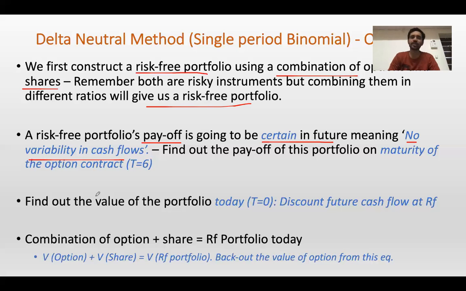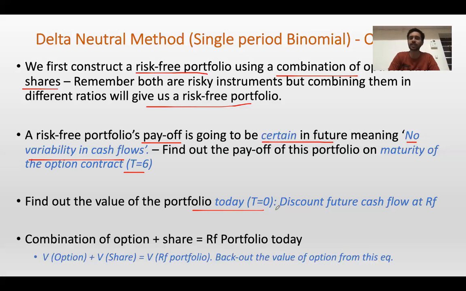And now that we know the payoff of this portfolio at t equal to 6, we find out the value of the portfolio today. We have the portfolio's payoff standing at t equal to 6, which is at the maturity of the option contract. We find out the present value of that payoff, which is nothing but the value of the portfolio today, right? If you have a certain cash flow standing at t equal to 6, when you discount that cash flow into today's terms, what you arrive at is the value of the portfolio at present, right?